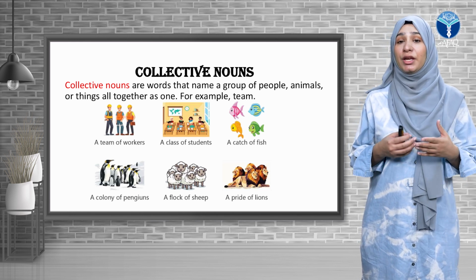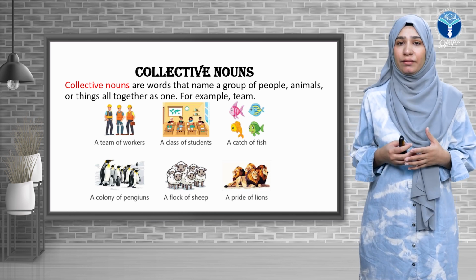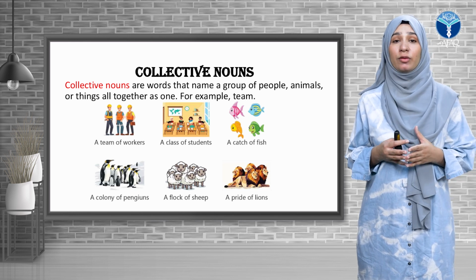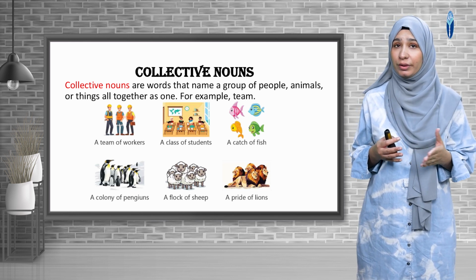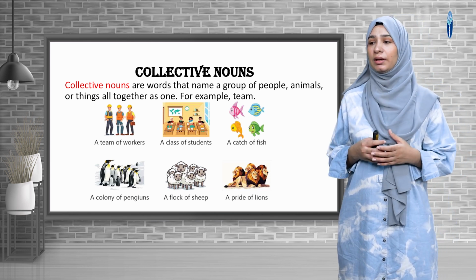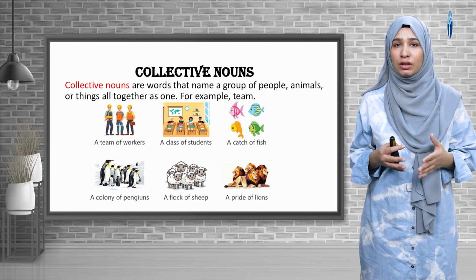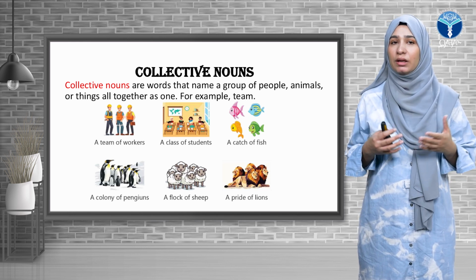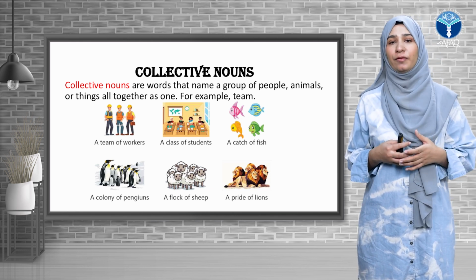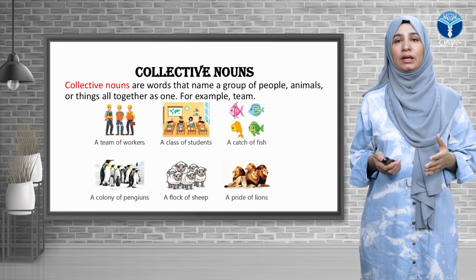Now we are going to discuss a new type of noun, that is collective noun. You could understand it by the word collective. Collective means a group of something. So collective nouns are the words that name a group of people, animals, or things all together as one. For example, a team. So students, all of you are here like you are in a group, so we will call it a class of students. It is a collective noun. A team of workers, a catch of fishes, a colony of penguins, a flock of sheep, and a pride of lions, all are collective nouns.